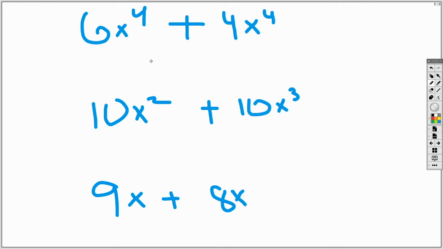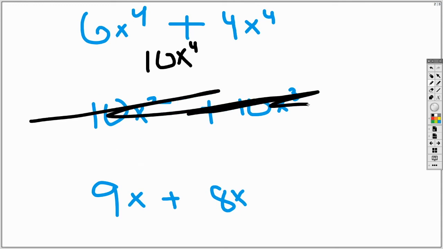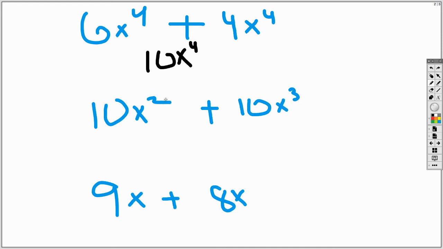So 6x to the power 4 plus 4x to the power 4 would be 10x to the power 4. 10x squared plus 10x cubed, I can't solve it. The reason I can't solve it is because, right, we never add those different exponents. But this is the most simplified way that I can keep it. So this would just stay like this.